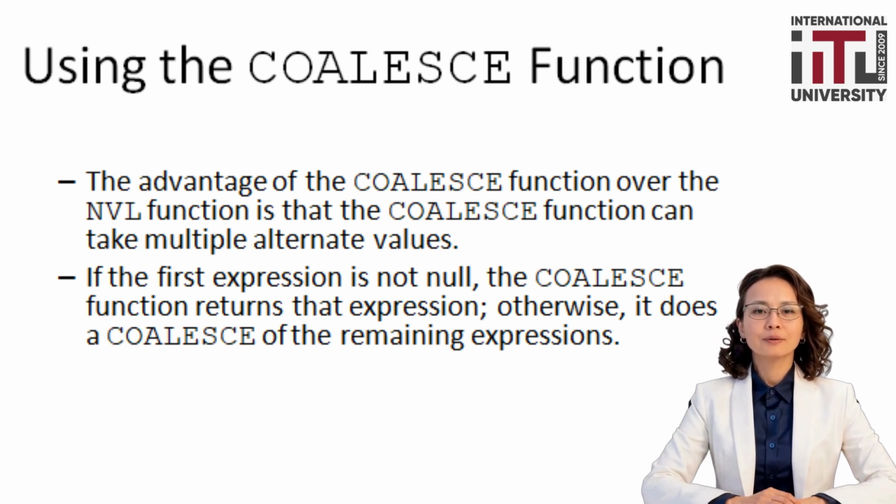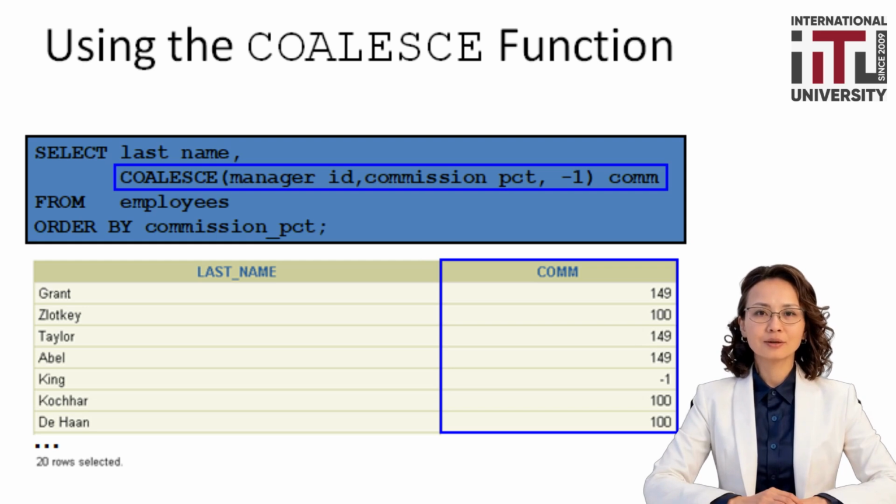This example shows how the COALESCE function is used to select the first available non-null value from multiple columns. In the query COALESCE(manager_id, commission_pct, 1), Oracle checks the expressions in order. First, it looks at manager_id. If it is not null, that value is returned. If manager_id is null, Oracle checks commission_pct. If both values are null, the function returns 1 as a default value.